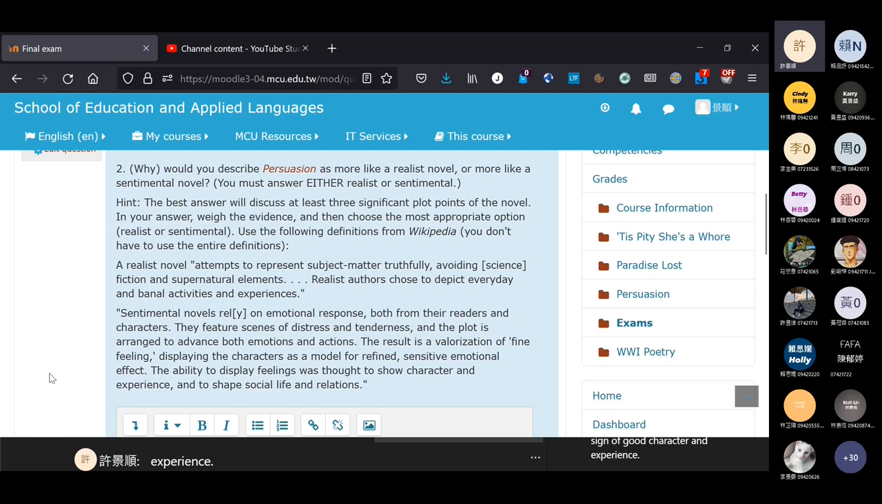So, which kind of novel do you think Persuasion resembles? That's question two. Do you have questions about number two? Do you have questions about the entire exam?